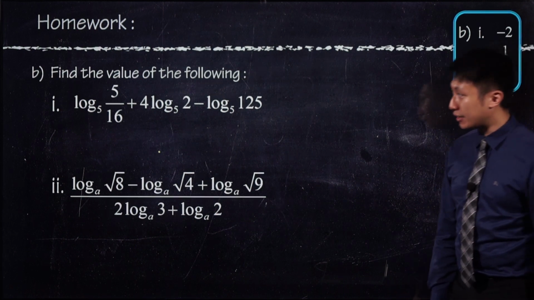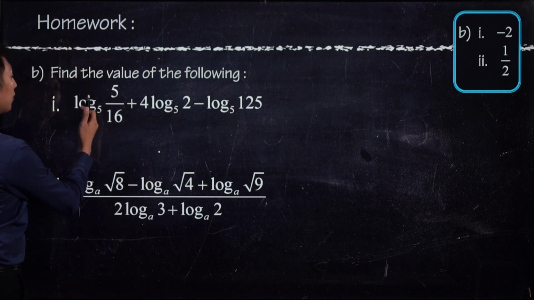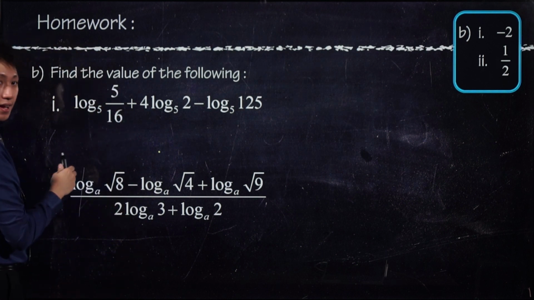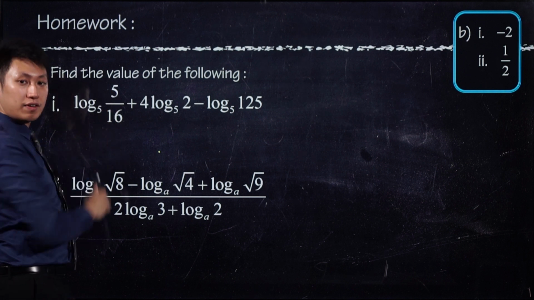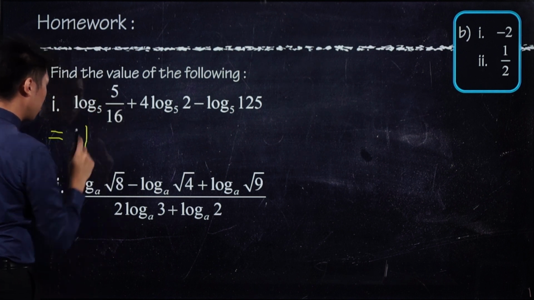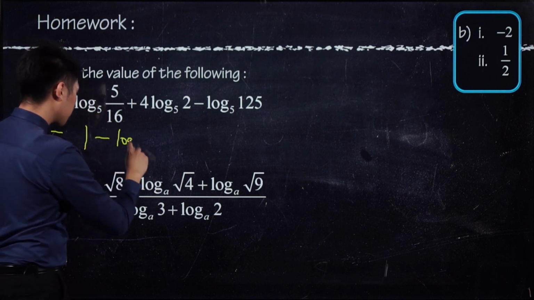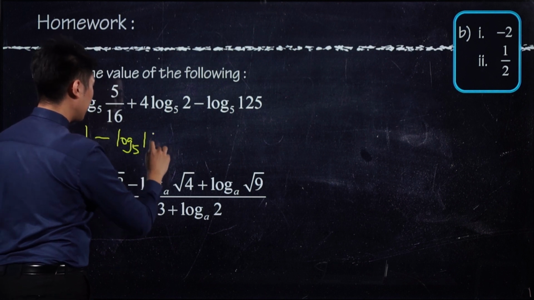So, look at this question. Find the value of the following. First of all, log base 5 of a over b is log base 5 of a minus log base 5 of b. So, first thing, log base 5 of 5, which is equal to 1, and log base 5 of 16 minus log base 5 of 16.